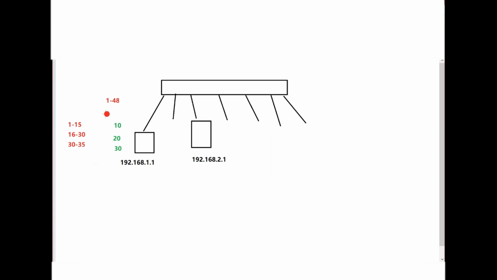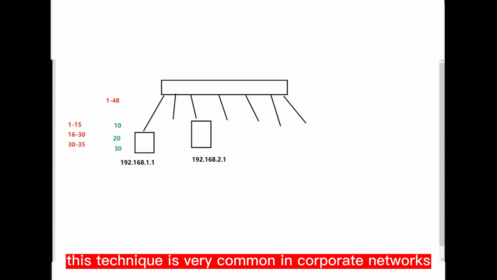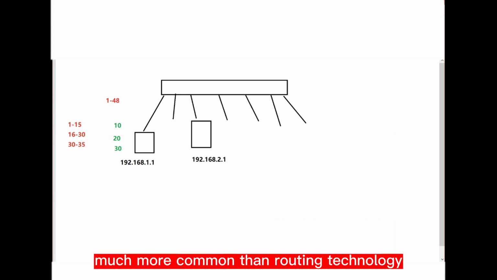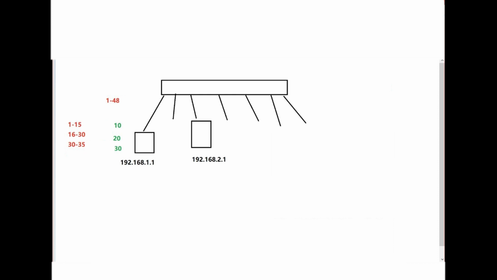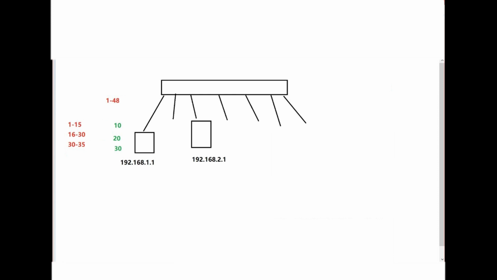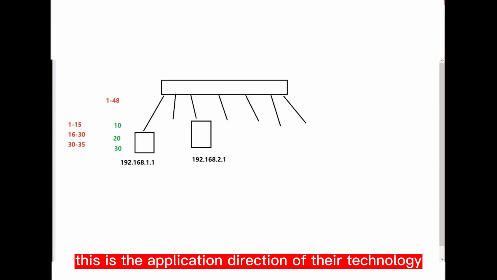So, this technique is very common in corporate networks. In the corporate network, switching technology is much more common than routing technology. Because every enterprise must have a switch, but each enterprise does not necessarily have multiple routers. This is the application direction of their technology.